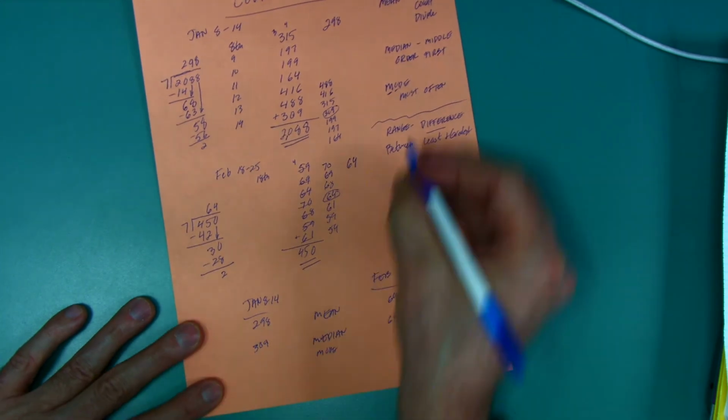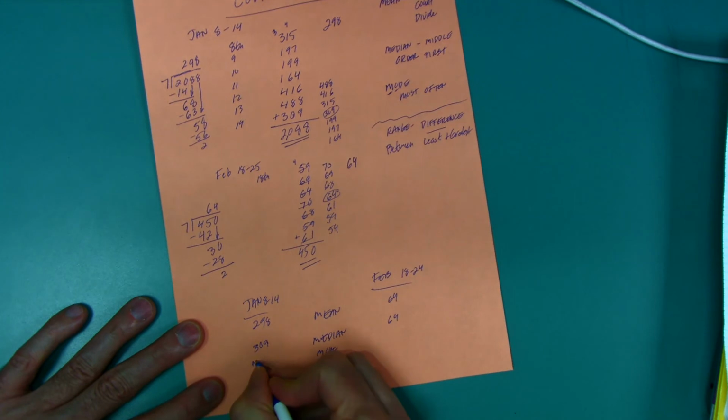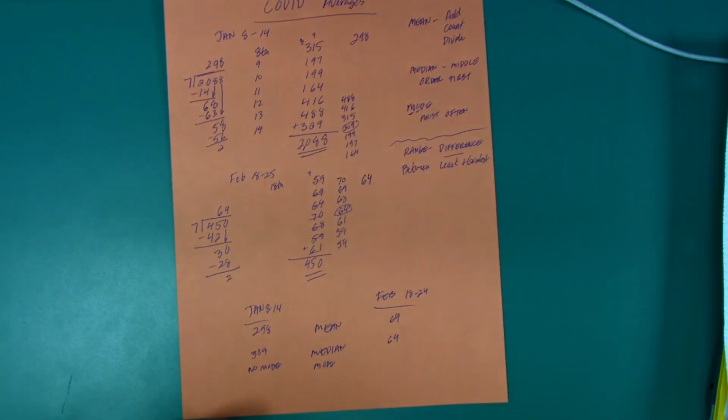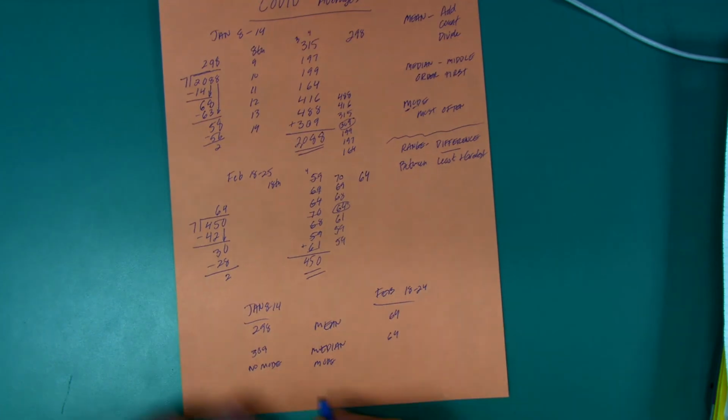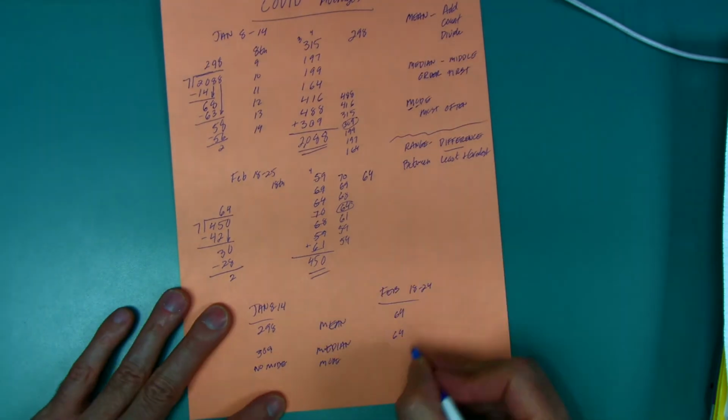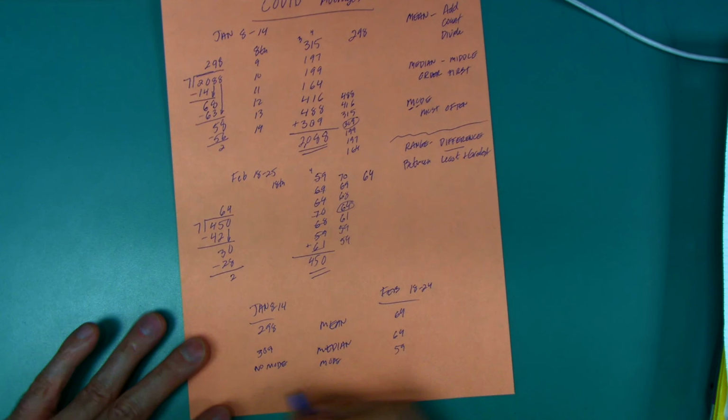Now the mode for that top one, there was no mode. And that's your answer for what is the mode. You say there is no mode. Don't say 0. Right? And the mode here was actually 59. Two of those numbers were 59.